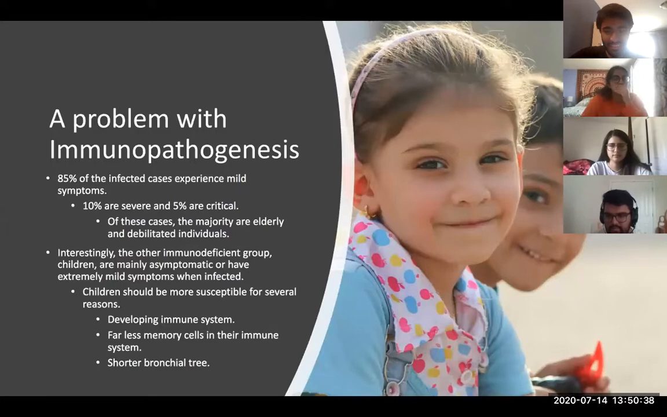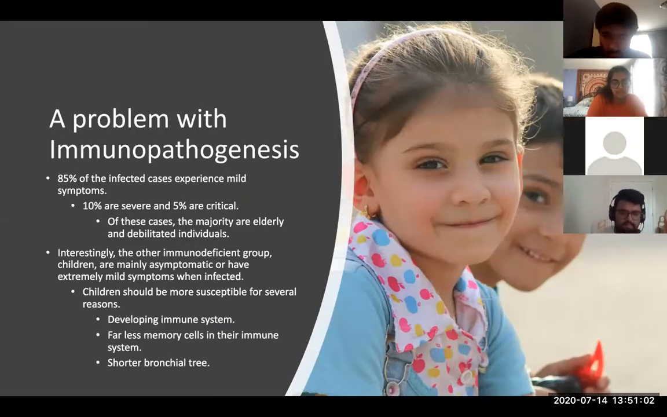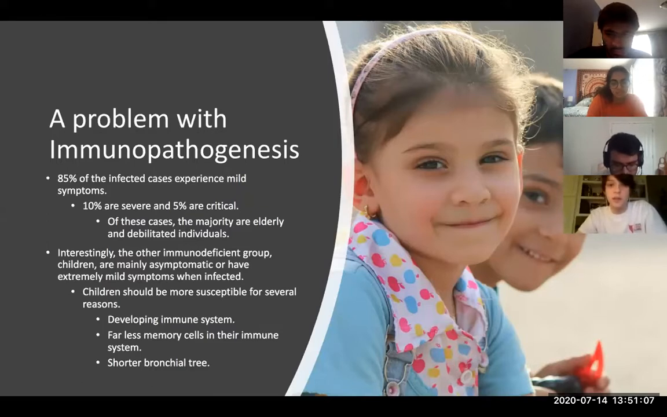The problem my study addressed was that, as you know, most of the cases are mild: 85% experience mild symptoms, 10% are severe, and 5% are critical. Of course, the majority of the critical cases are the elderly and debilitated individuals. But the other immunodeficient group, children, are not really affected by this, and they only have mild symptoms. Most of the time you don't even know that they're infected, which doesn't really make sense because children should be susceptible for a few reasons: they have a developing immune system, they have far fewer memory cells, and they have a shorter bronchial tree, which means a shorter distance for the virus to travel.